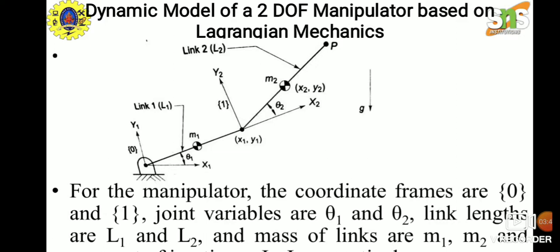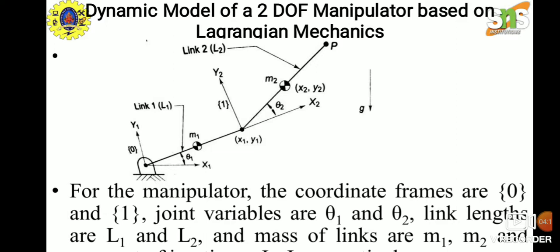We also have two kinds of velocities, linear and angular. The linear velocity for link 1 is v1, for link 2 it is v2. The angular velocity for link 1 is theta 1 dot and for link 2 it is theta 2 dot. To calculate the Lagrangian function, the kinetic energy K and the potential energy P of each link must be calculated, because L equals K minus P in the Lagrange-Euler formulation.